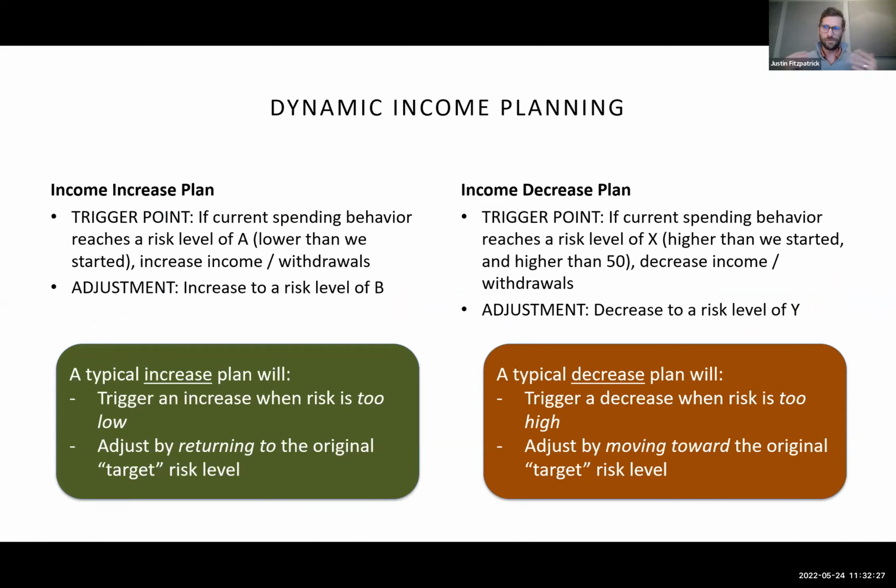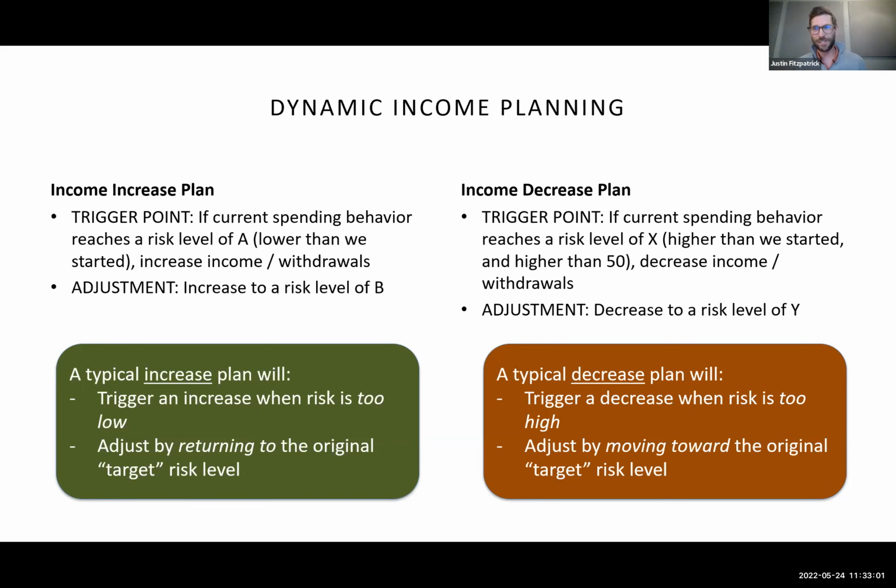Okay, so just to sum up, an income increase plan has a trigger point, right? It says if current spending behavior reaches some risk level, A, which is lower than we started, we're going to increase our income. In this case, increase our withdrawals. And then there's an adjustment part of that plan, which says, and increase it to some risk level. Typically, and as seen in this case, it's just go back to where we started, go back to that risk level.